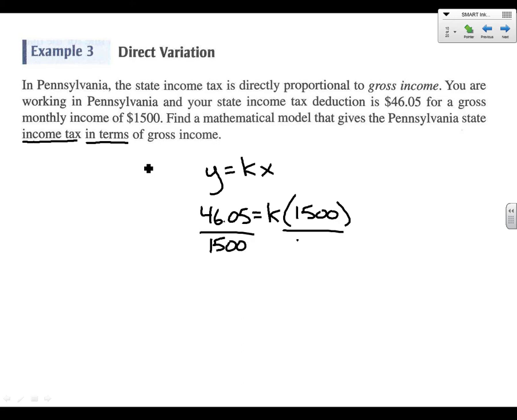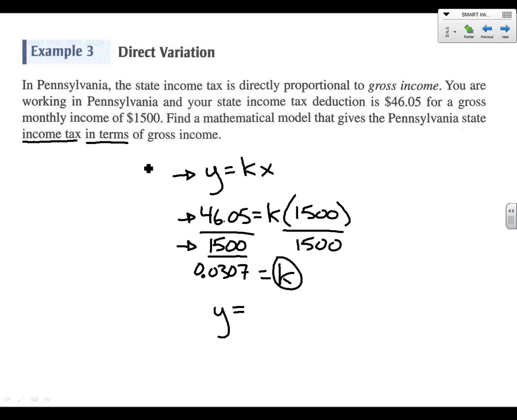Divide both sides by 1,500. And k equals 0.0307. All right, so we know what the relationship is between the $46.05 and the 1,500. But what we're saying here is that this is going to stay constant no matter what your income is. So we can go back into our original equation, and instead of having exact values like $46, we can say any value, y, equals, we know what our constant is.